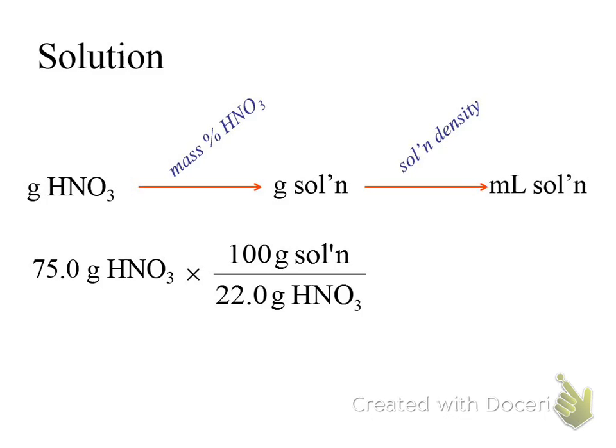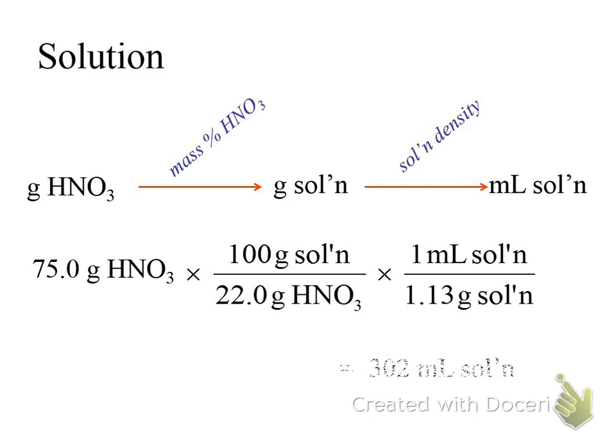So we're going to use density to get to milliliters of solution. It looks like we're going to have to flip that one too, aren't we? 1 milliliter solution over 1.13 grams of solution. So that's the density. And we're done. So looking like 3 significant figures. Actually, there's uncertainty brought by each of those terms, but we've got 3 significant figures in all of them. So you should get, in your calculator, 302 milliliters of solution.